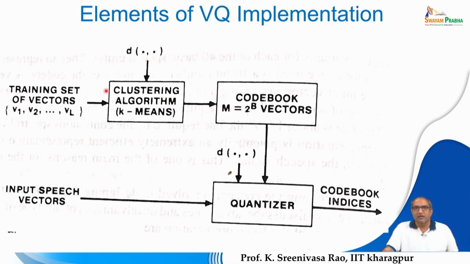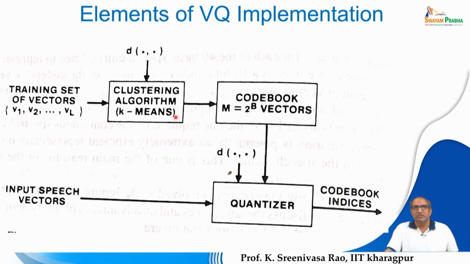Suppose, for example, you have some 10 hours of speech collected using different varieties of environments, varieties of speakers, and so on. From the 10 hours of speech, we will get lakhs and millions of vectors, and from these millions of vectors, we need to pick up some 1000 representative vectors that form a code book. So how do we pick up those 1000 vectors?